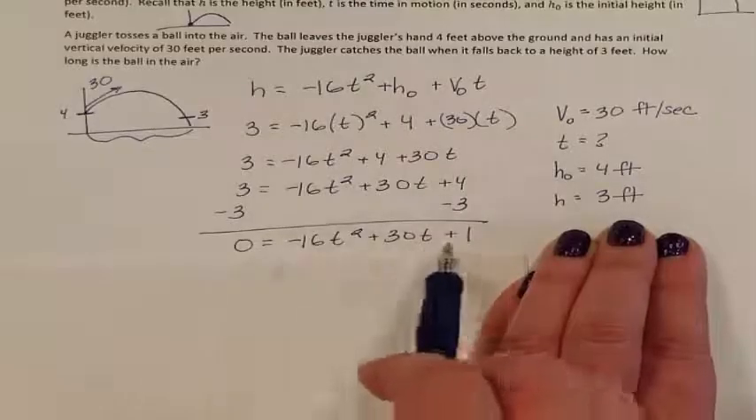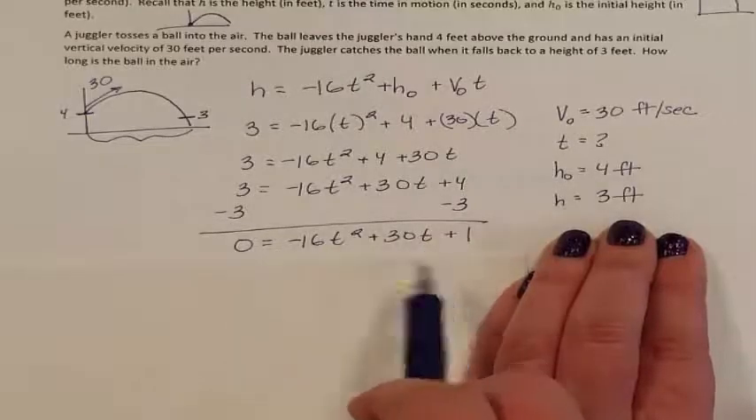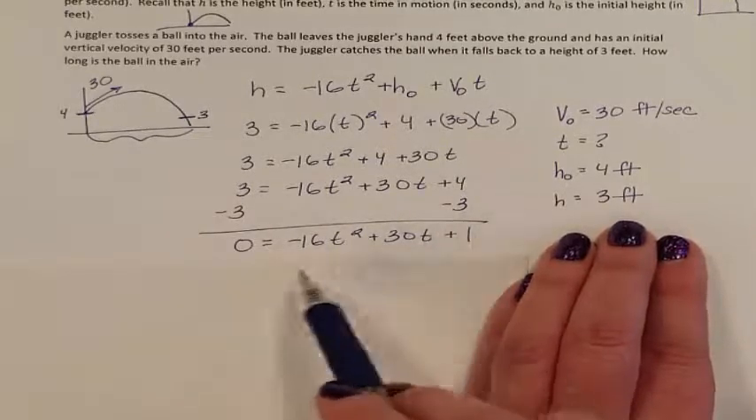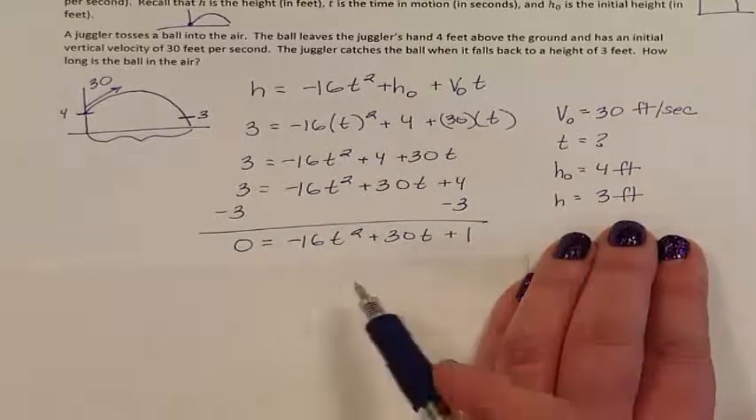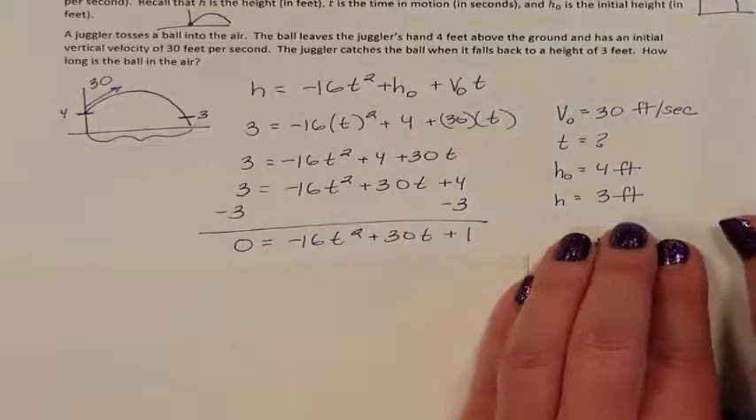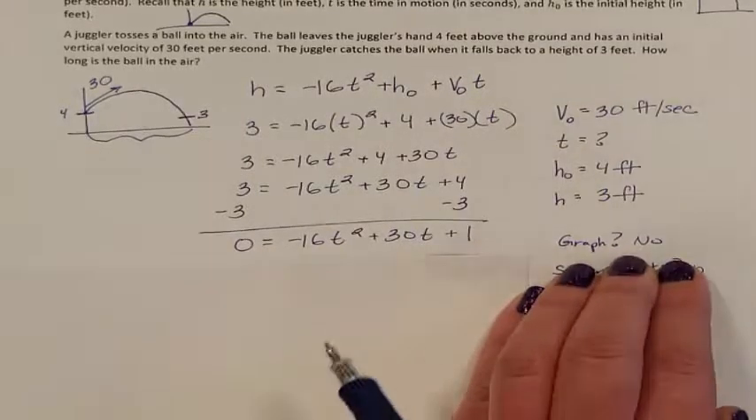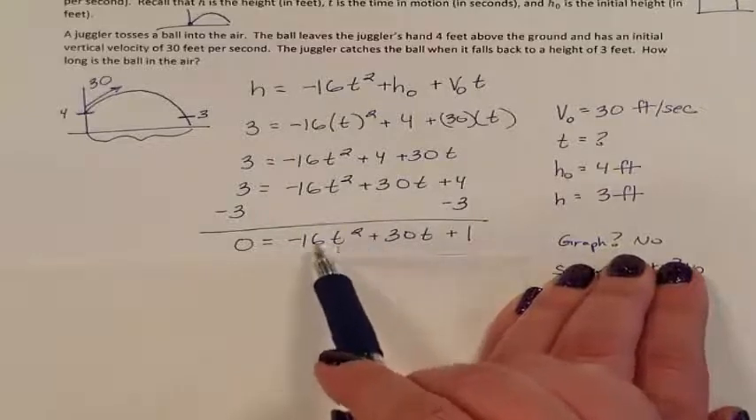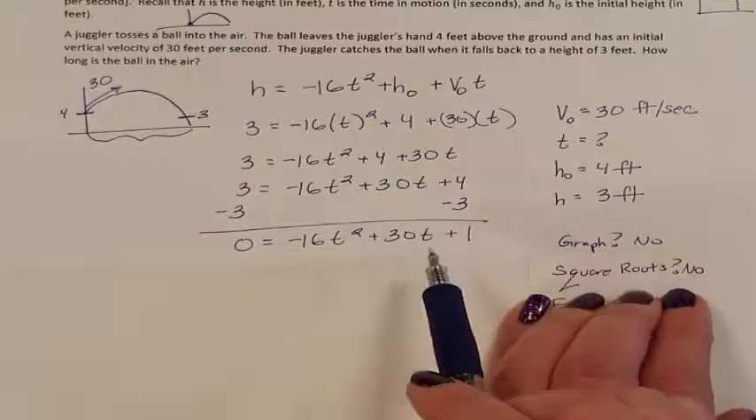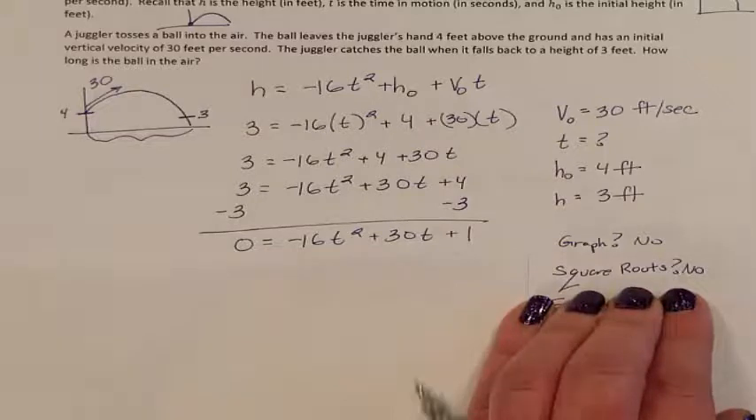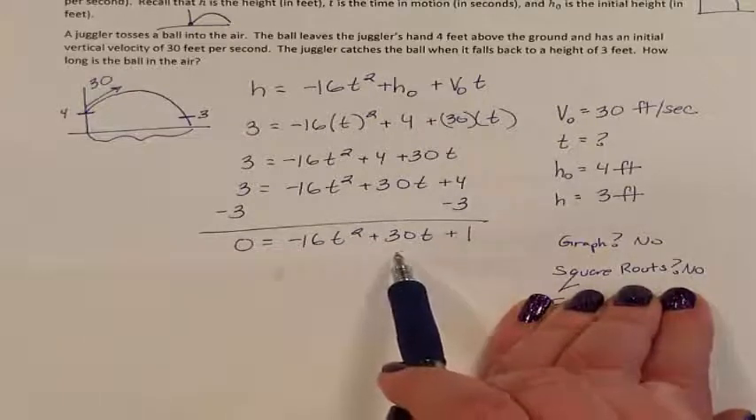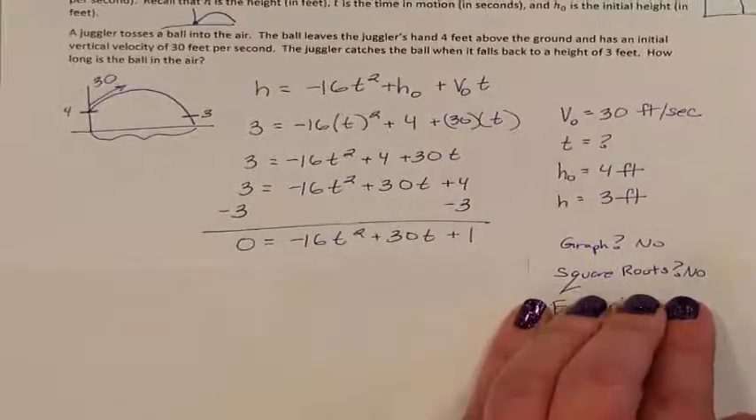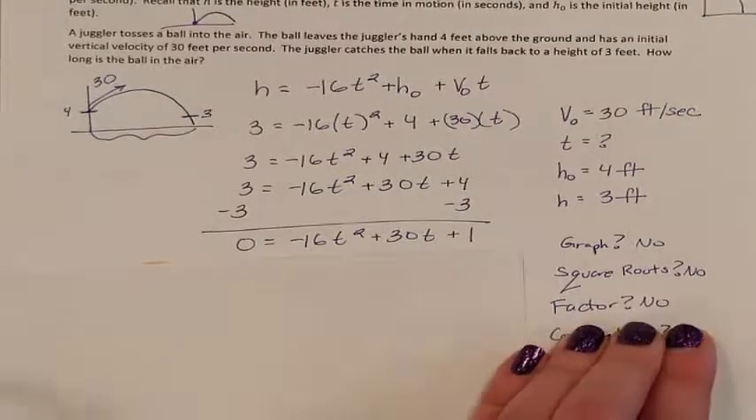So I need to solve this problem. Let's go through the methods that we know. Can I graph it? I cannot graph it because I don't have graph paper and those numbers are a little big and I don't think I can graph it correctly. So I'm not going to graph it. I cannot use square roots because it's not just x squared by itself. I also have an x, which means square root is not possible. Can I then do factoring? I do not think this is easily factorable. I can't figure out how to factor that, so I'm not going to solve by factoring.